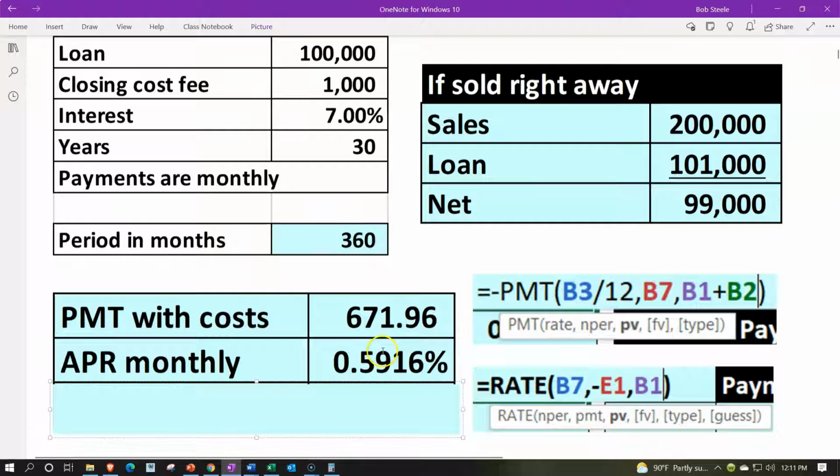So we'll do a little bit of a sleight of hand here to try to get the APR, which is going to be a rate that kind of rolls in that 1,000 into the rate. So it looks like this. And this is the monthly APR, and then we'll get the yearly APR. So we got the rate.